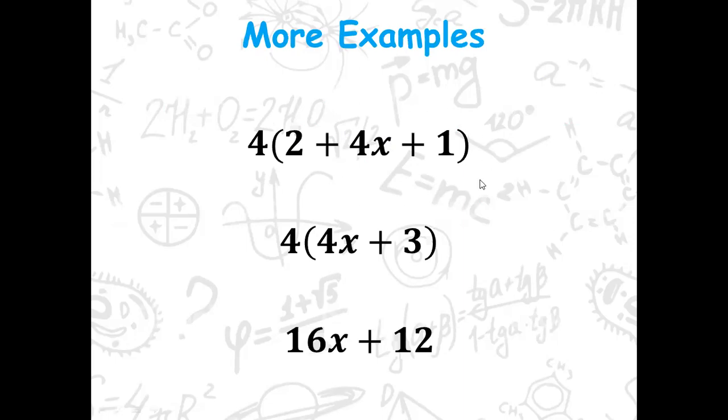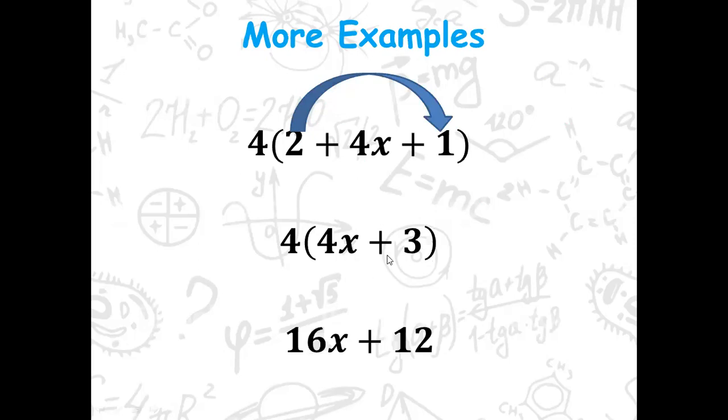So which numbers do you think we can solve inside the parentheses? Yes, you're right. You can only add 2 plus 1 because they are two numbers. So the first step here is to simplify what's inside the parentheses. That's 2 plus 1, which will give us 3. Okay, then what are we left with? We are left with 4x plus 3.